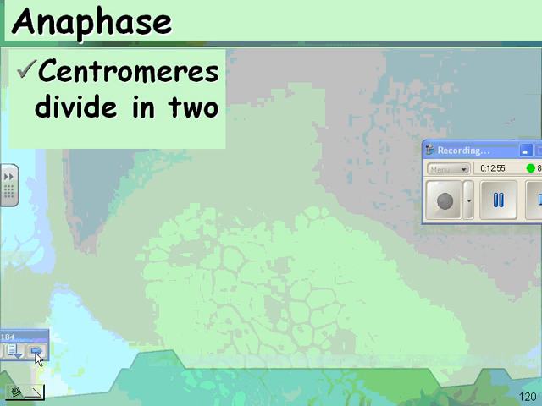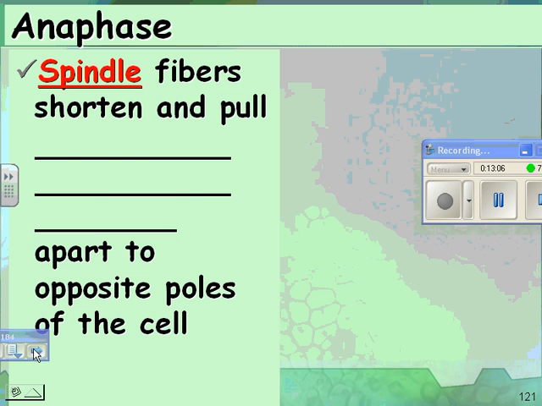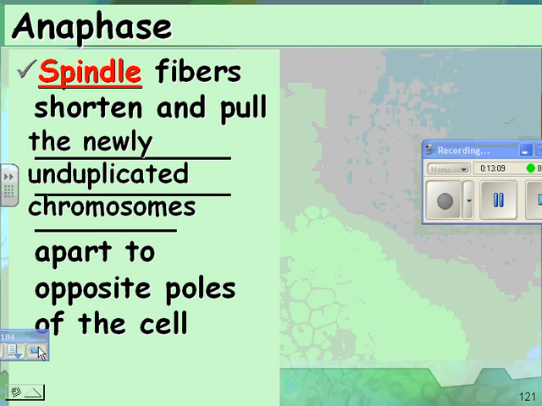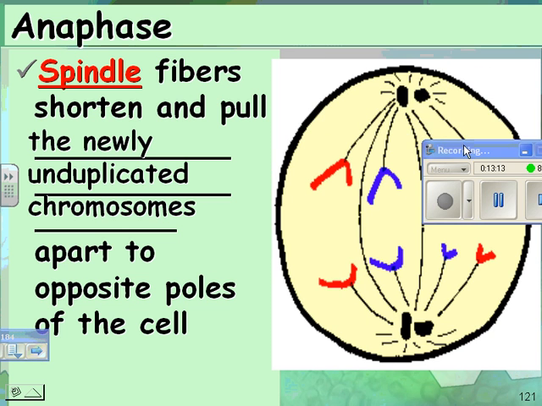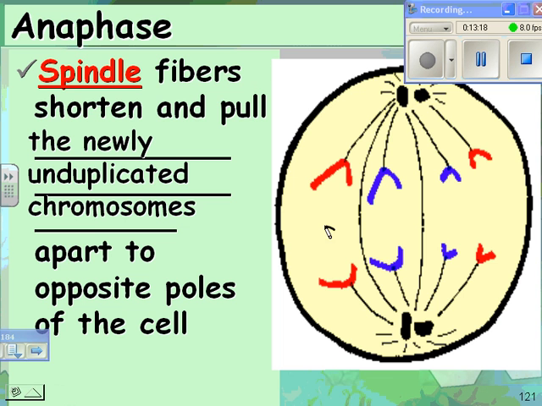Anaphase. Centromeres divide into two. And so you have a chromosome here, and you break it, and look, it's being pulled apart. Snap. So the spindle fibers shorten and pull the newly unduplicated chromosomes apart to opposite poles of the cell. So here's a tricky thing. A second ago, that was attached to that, right? So when they were attached, here's this one, and here is this one, right? This is what it looked like at metaphase when you had duplicated chromosomes.